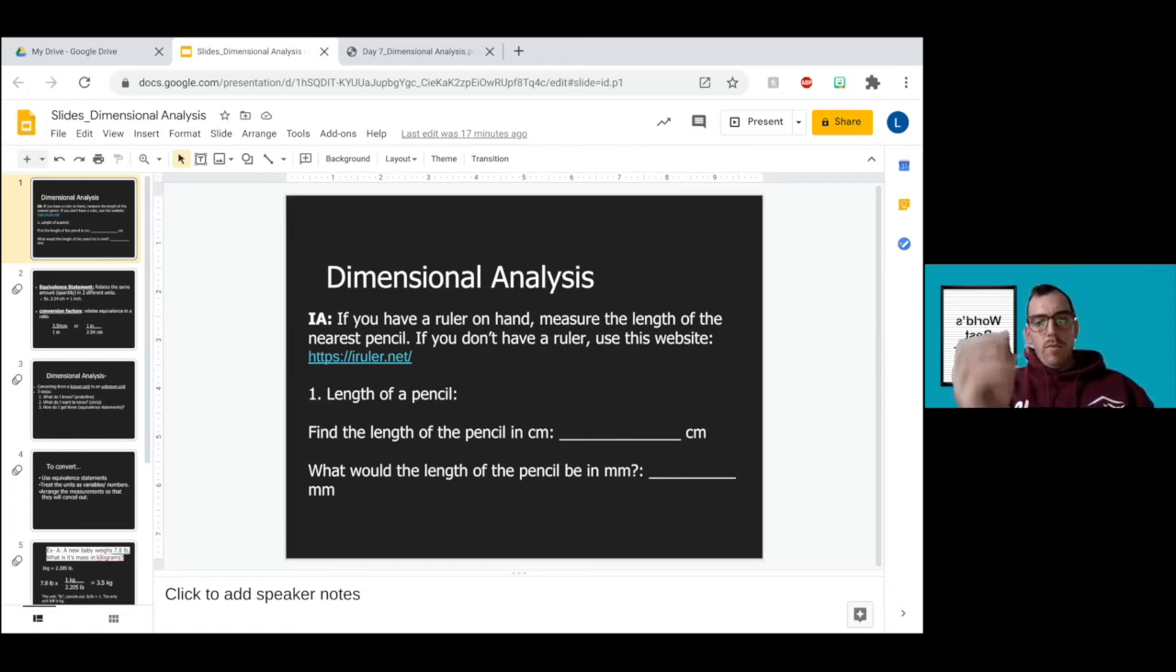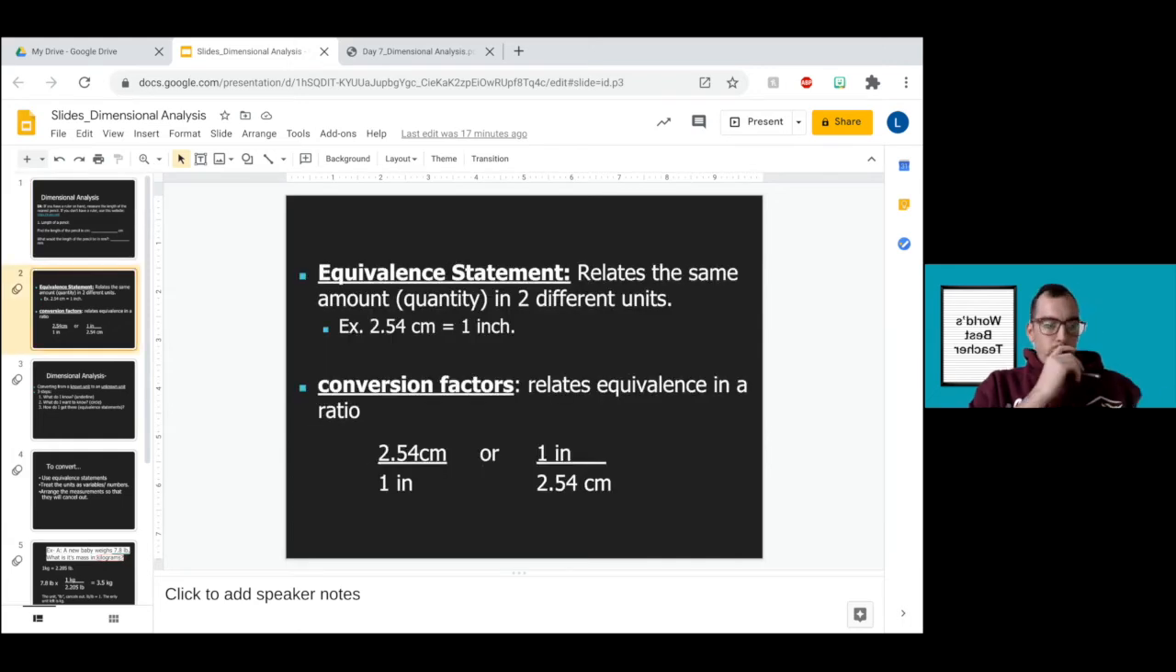So I'm going to jump right past the IA. That's a little exercise that you can do. And I'm going to get right into the notes.